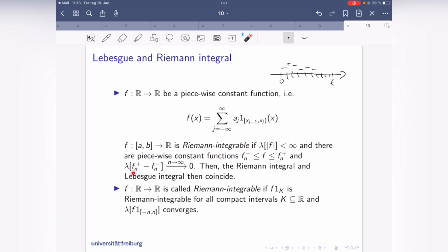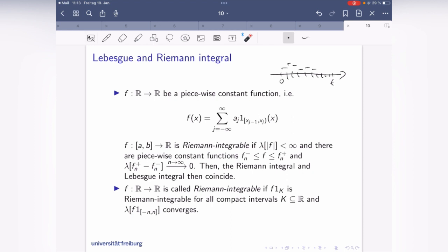Their difference must integrate to 0. And then, what I claim here, the Riemann and Lebesgue integral then coincide. That's then clear because all these here are in fact measurable sets. And that's what I can use for the other integral, which I now call the Lebesgue integral.